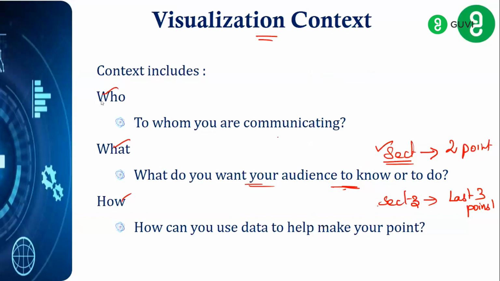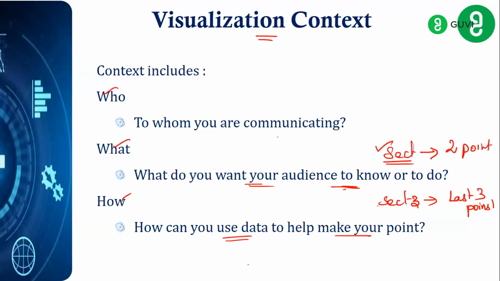So those are the very important things, and which part they belong to. Okay, and what about this? How can you use data to help make your point? That is what kind of visual representation is expected.